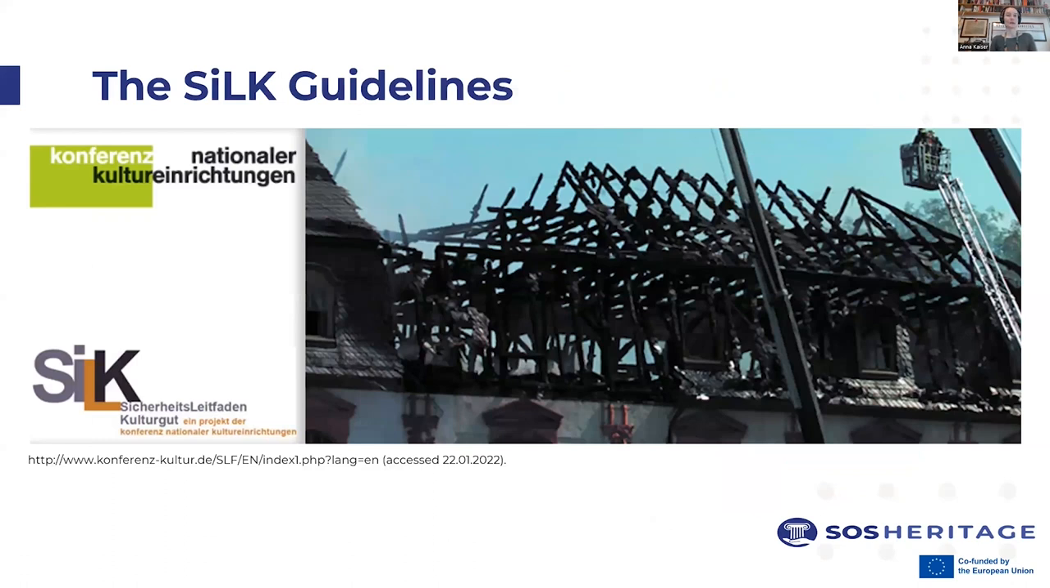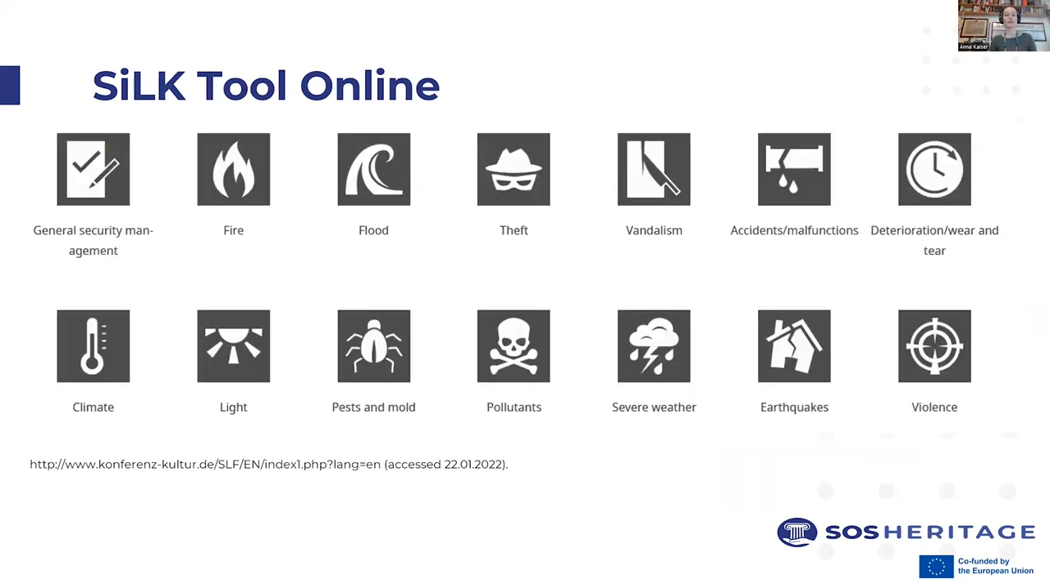Talking about different threats and in the end risks for cultural heritage that are out there, there's a very comprehensive online page called the Silk Guidelines, which has a Silk online tool where you can actually click on the different threats and then exercise and see how much at risk your collection or your house, your museum might be. This is a great add-on to the SOS Heritage online tools that you will be presented in much more detail in this course. So if you want to add some layers, check something in addition, here's a good possibility. We put the link to that tool in the comments as well.